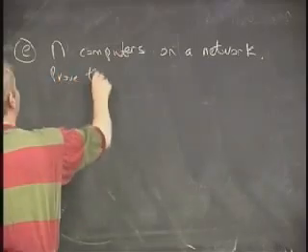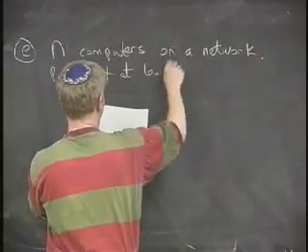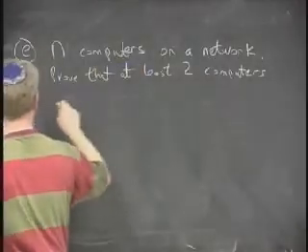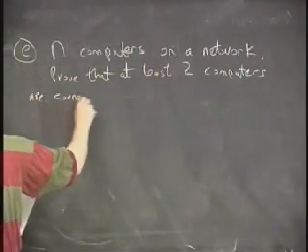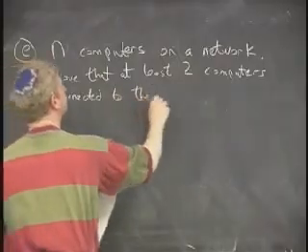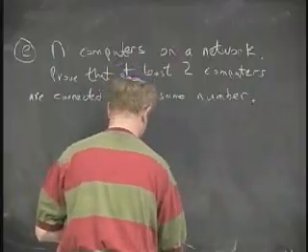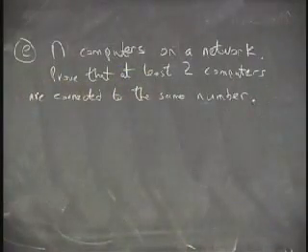Prove that at least two computers are connected to the same number of other computers. This is also very, very straightforward once you just think about it for a minute. What does it mean for a computer to be connected to the same number of other computers? If I'm connected to you and Baruch and Neil, and Sharon's connected to Chris, Peter, and Donna, we both connect to 3 computers.